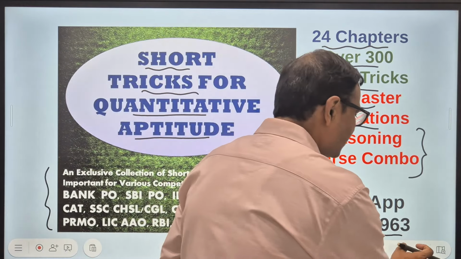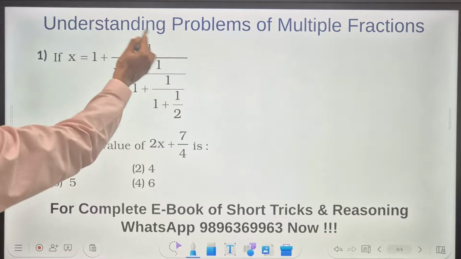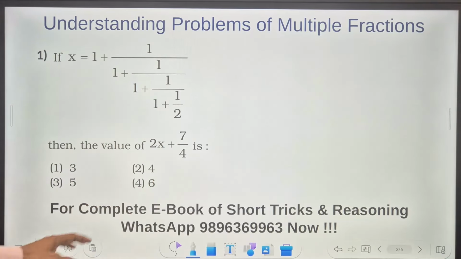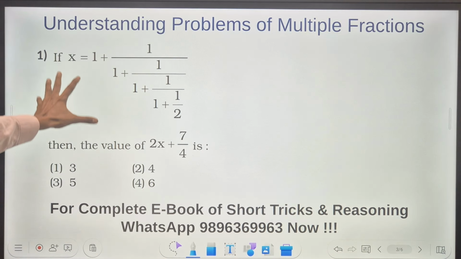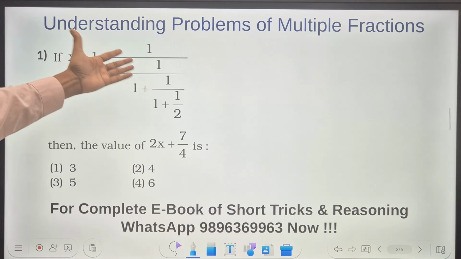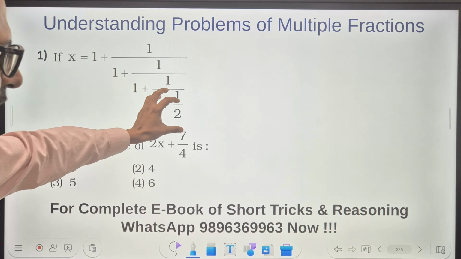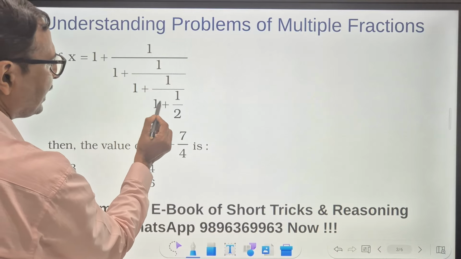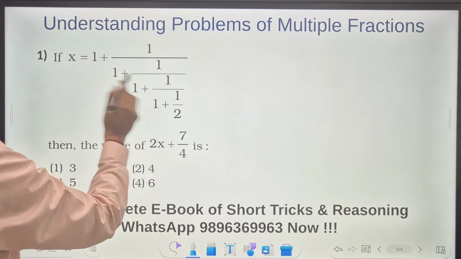Right, friends? So let's see the first question which I am going to take up here. You can go through the question once, and you can see the value of x is this huge expression here, and we need to find the value of some other expression, 2x plus 7 upon 4. Some options are given here. Most of the students are going to pick up the pen and paper, and they are going to solve it starting from the bottom, the one at the base, but adding 1: 1 plus some fraction, 1 plus some fraction, 1 plus some fraction, and finally another one, right?